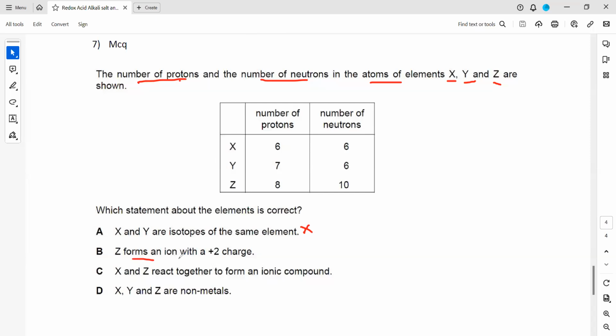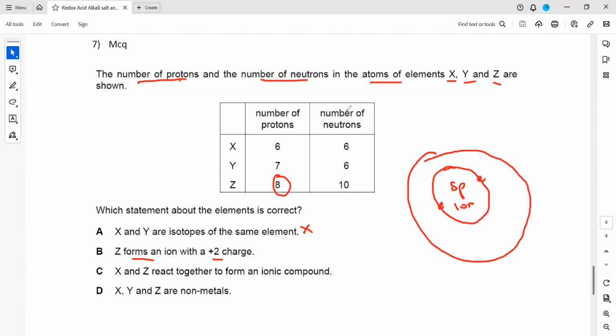Z forms an ion with +2. How can we work it out? There are 8 protons. So what is the configuration of 8 protons? How will the 8 electrons be arranged? There are 8 protons in the nucleus and 10 neutrons. To be an atom, the first shell will have 2 electrons and the second shell will have 6 electrons. So it will not form a +2 charge, it will form a -2 charge. So that's why B is not correct.